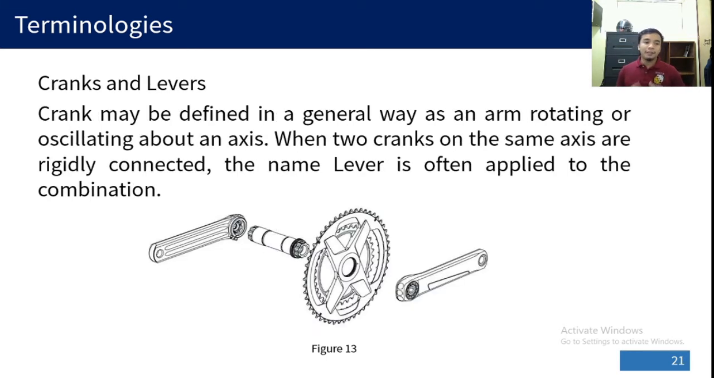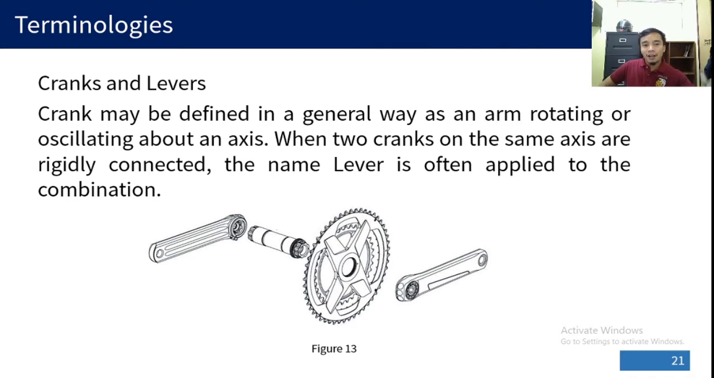Cranks and levers. Okay. A crank may be defined in a general way as an arm rotating about an axis. So the crank is attached to an axis. Based on our experience, for example with a motor, what we call a crank is seen attached to an axis. So that is the crank.